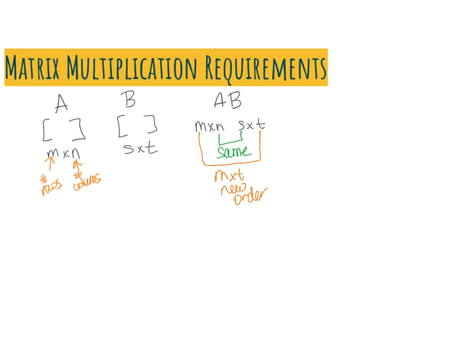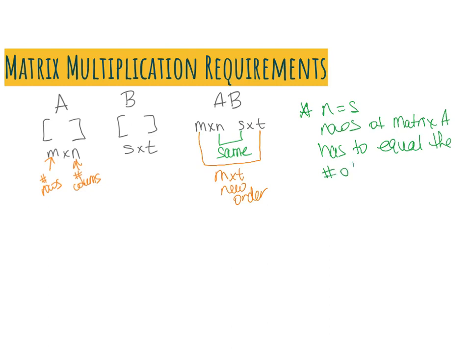So let's write some little notes over here. So in order to be able to multiply two matrices together, that n has to equal s, right? So in other words, the columns of matrix A have to equal the number of rows in matrix B. Okay.